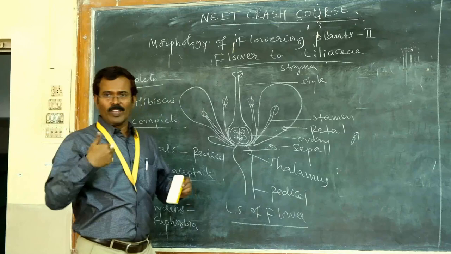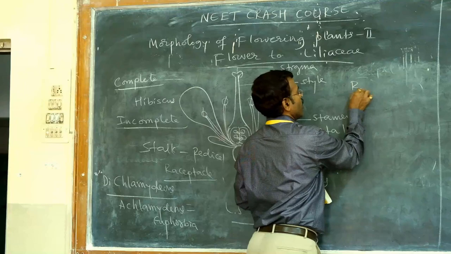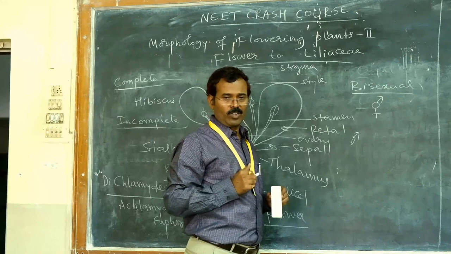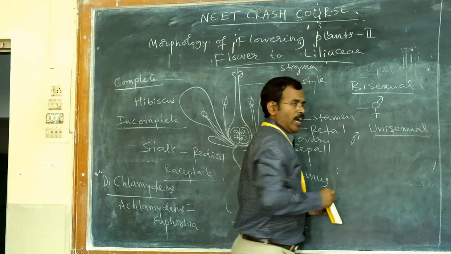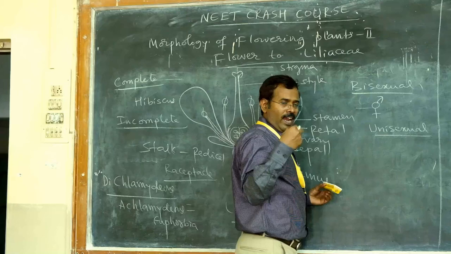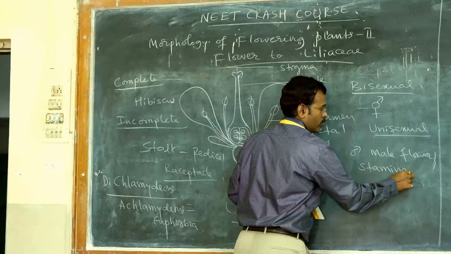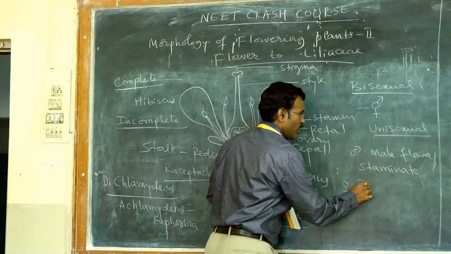When both the reproductive structures, that is androecium and gynoecium, are there, the flower is referred to as a bisexual flower. Bisexual symbol we will write that. If a flower has only one of the reproductive structures, then it is said to be a unisexual flower. Either it has androecium or it has gynoecium. If a flower has only androecium, then it is a male flower, also known as a staminate flower. If a flower has only gynoecium, then it is referred to as a female flower, or pistillate flower.